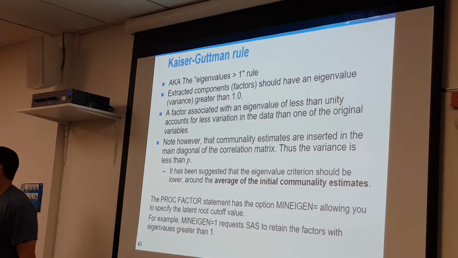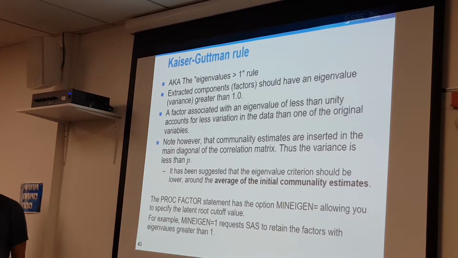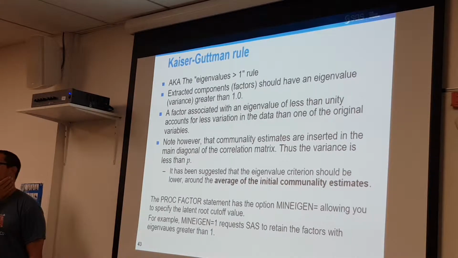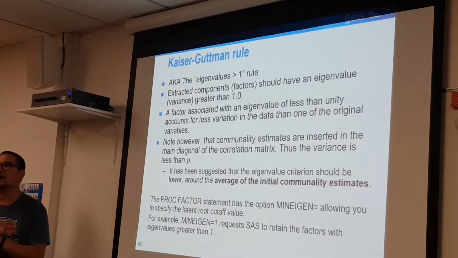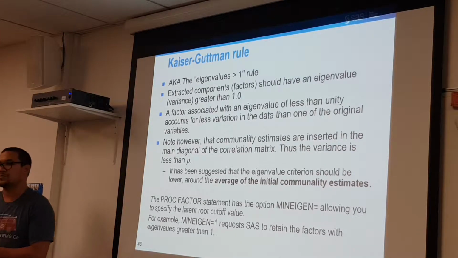So the Kaiser-Gutmann rule is something that I've already talked about. It's this idea that the eigenvalues are bigger than 1. Just to repeat myself, if we're using the Kaiser-Gutmann rule, we just choose those factors or those eigenvectors that have an eigenvalue bigger than 1. Because if you have an eigenvalue less than 1, basically your PCA vector or your factor is explaining less variation in the data than one of the original variables.